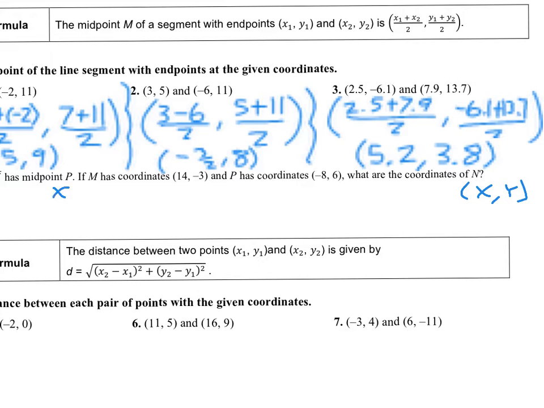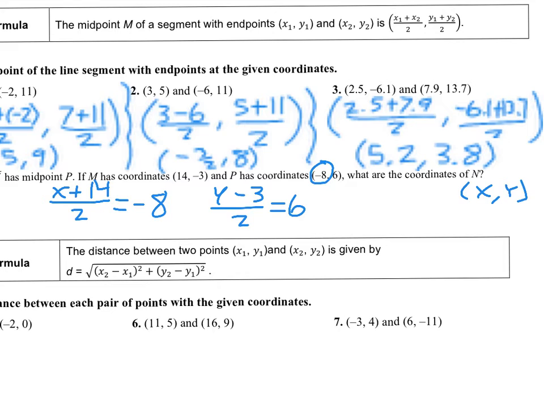So I can do the midpoint for the x's of the two endpoints, and I know this has to equal negative 8. And then I could do the midpoint for the y's. Y plus negative 3 divided by 2 has to equal 6. So if I want to do it algebraically, I can solve both of those.